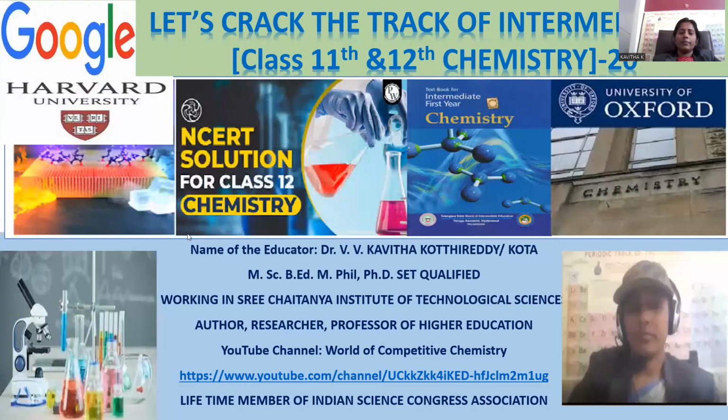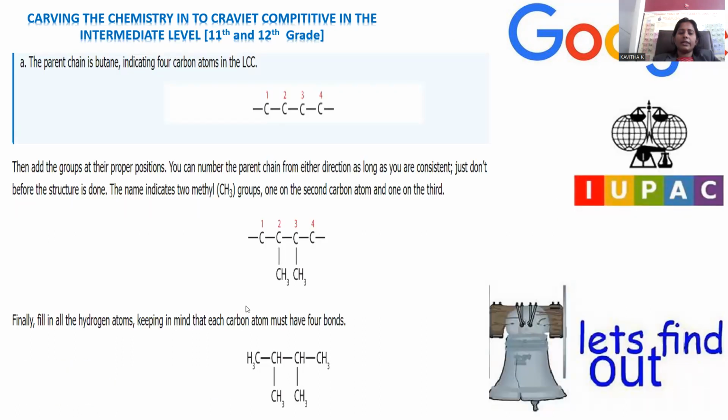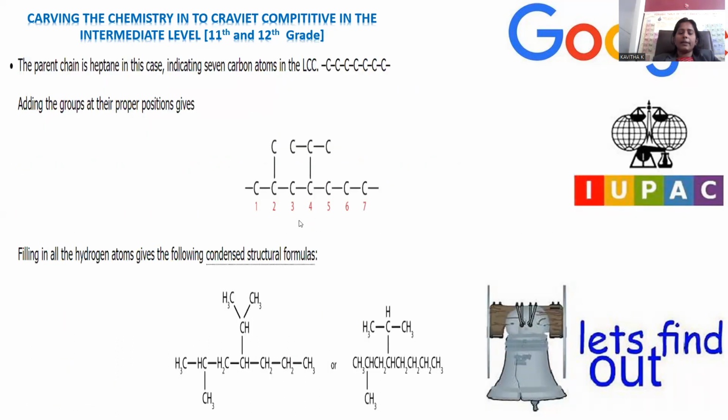Compound number 2 is 4-propyl-2-methylheptane, right? So what does 4-propyl heptane stand for? First of all, let's draw the skeleton. The parent skeleton is of 7. Hepta stands for 7 carbon atoms. Put 7 carbons in a straight chain, and they mentioned 4-propyl and 2-methyl. So put a 3 carbon length chain on the 4th carbon, and a 1 carbon length chain on the second carbon, so that 4-propyl 2-methyl is completed.